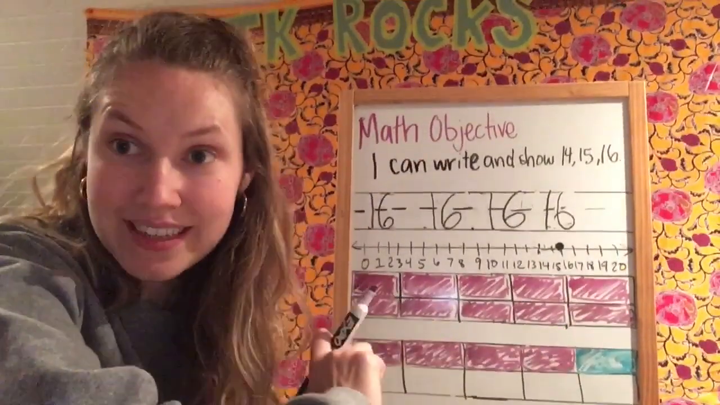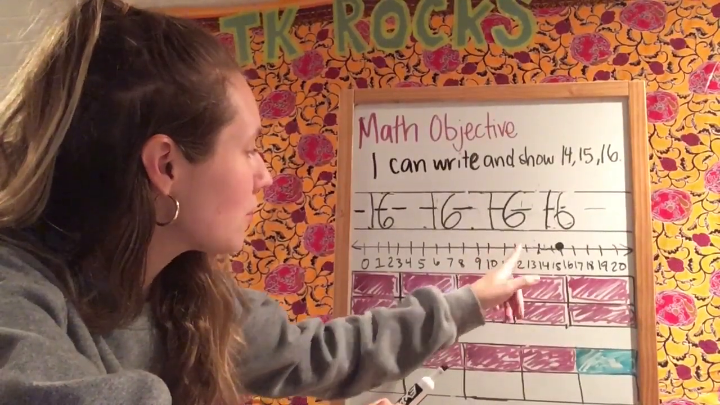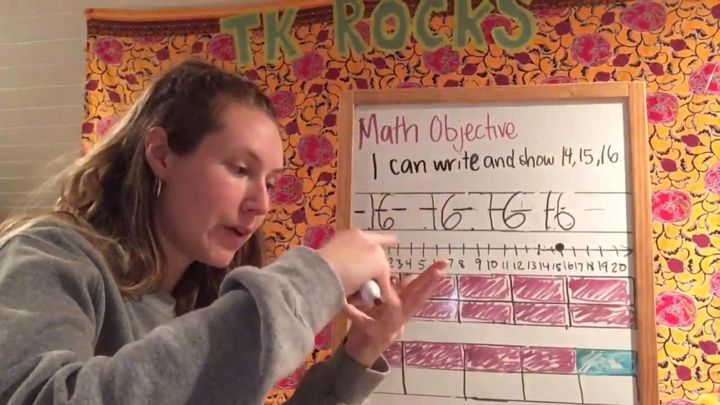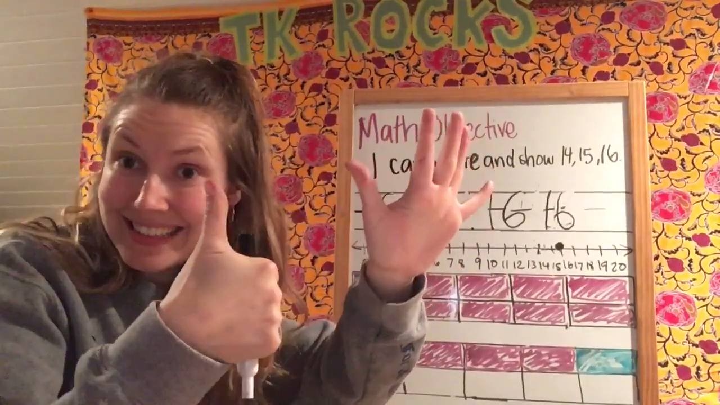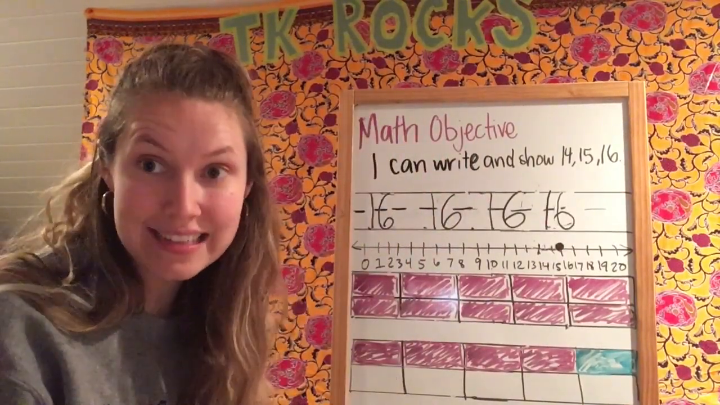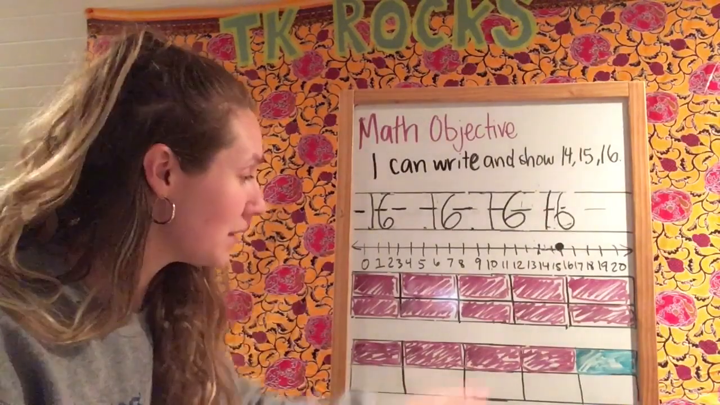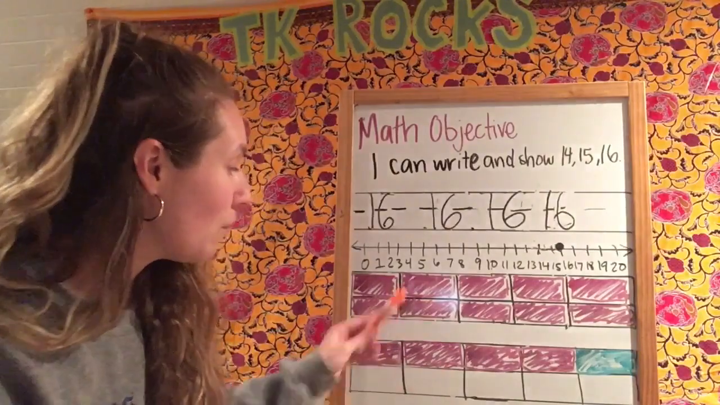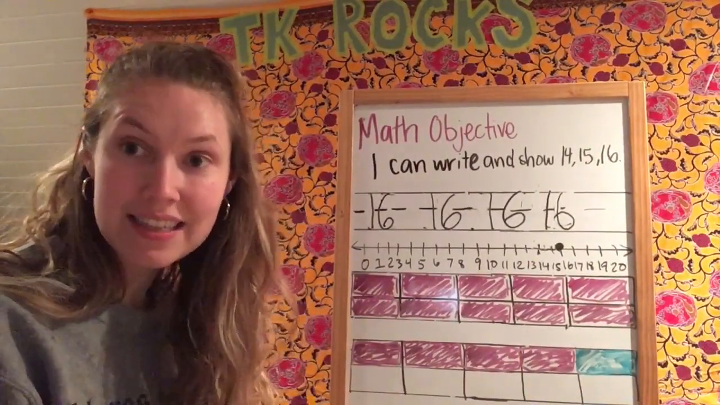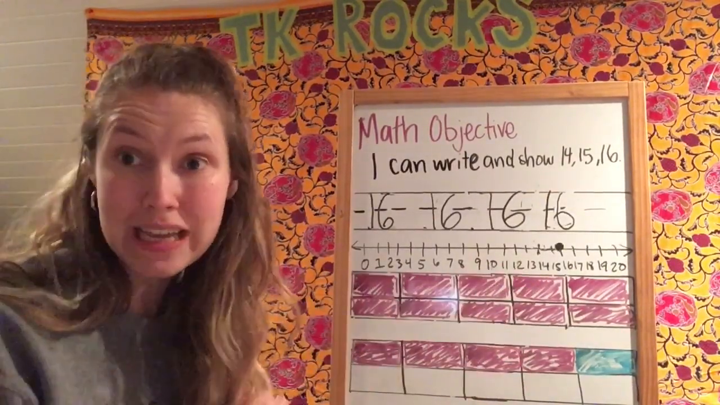Let's see how many more than 10 16 is. 10, 11, 12, 13, 14, 15, 16. So 16 is 10 plus 6. 6 more. Last time when we did our 10 frames for 15, we filled in 5. If we fill in 1 more, we'll have 6. Let's see if when we fill in 6 of these frames and add it to our 10, we can make 16.